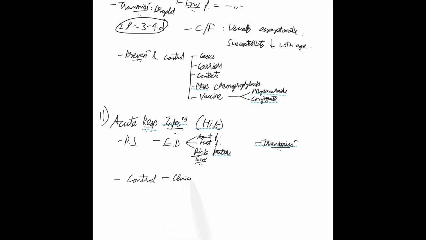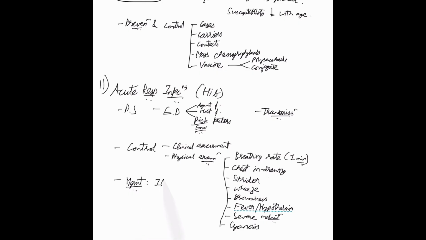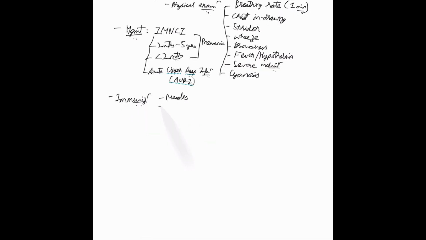So to deal with the epidemiological determinants: the usual agent factors, host factors, risk and environmental factors, and transmission and control of HIB. Then do the clinical assessment and a physical examination, in which you see the breathing rate over 1 minute, strictly over 1 minute, and then chest indrawing, stridor, wheeze, drowsiness, fever or hypothermia, severe malnutrition, and cyanosis. Now we have management measures under IMNCI guidelines for pneumonia, which can be categorized into kids less than 2 months of age and between 2 months to 5 years of age.